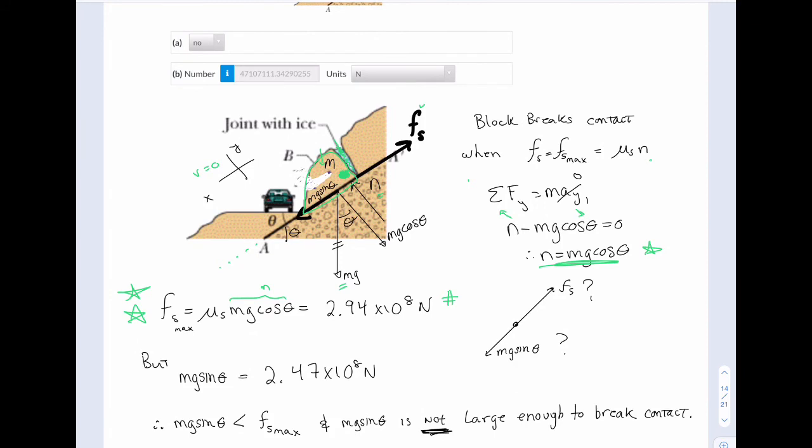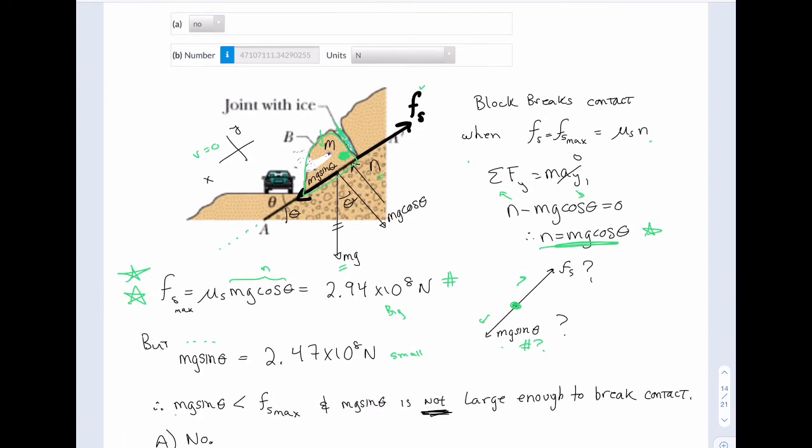So here's that big chunk of rock. I have mg sine points down and friction points up. Well, how big is mg sine? I just calculated mg sine. I put in numbers and I got that. So that number is small and that number is big. So that says that mg sine is less than the maximum static friction. So mg sine isn't big enough to break contact between the rock and that inclined bed. So they ask, will it break? No.